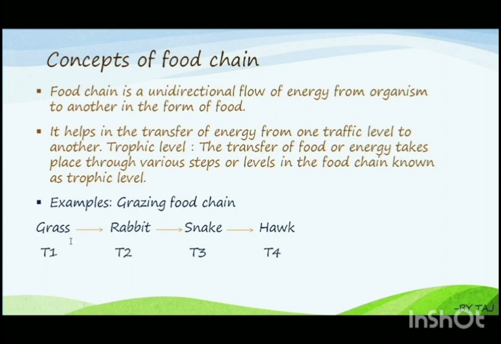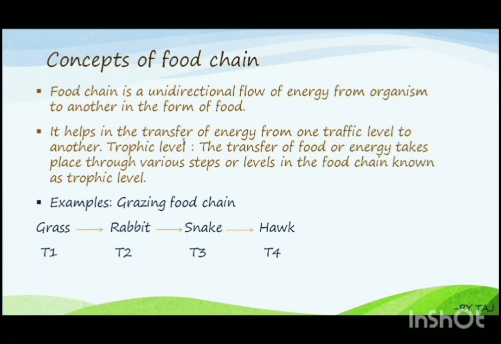Here you can observe the organisms I have given. This is the grazing food chain. The example I have given: grass, which is in trophic level 1, and rabbit, in trophic level 2, snake in trophic level 3, hawk in trophic level 4. Here this is one organism, and from here to here another organism. You can observe the unidirectional flow of energy here.